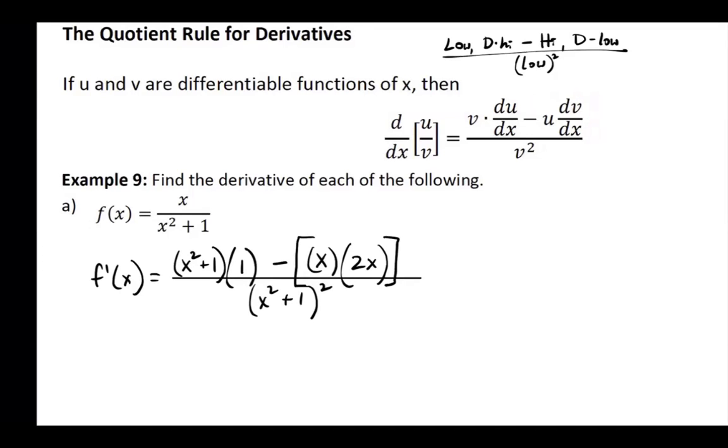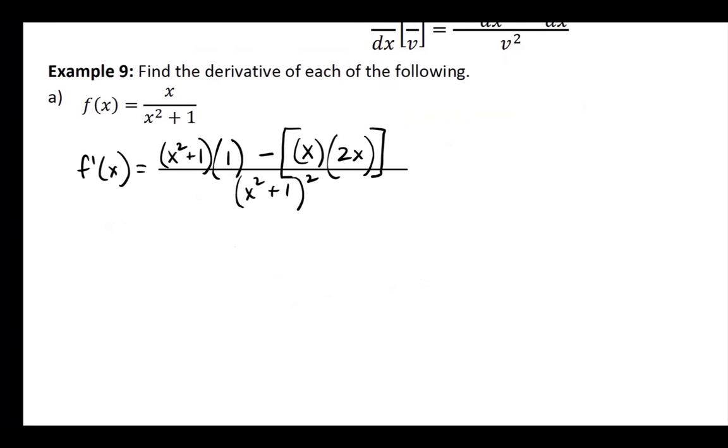Now they're always going to want you to simplify this one. Okay, this one is the one they always want you to simplify. So let's simplify it a little further. I can distribute the 1, but that's not really going to do anything. So x squared plus 1 minus, and then it's not really distribution, it's just multiplying these two guys. So 2 times x squared is just 2x squared over x squared plus 1 squared.